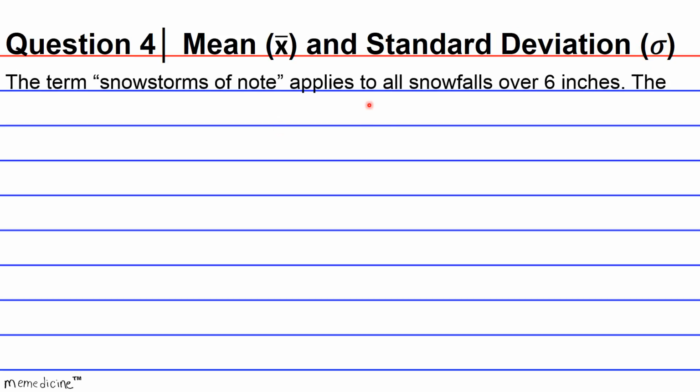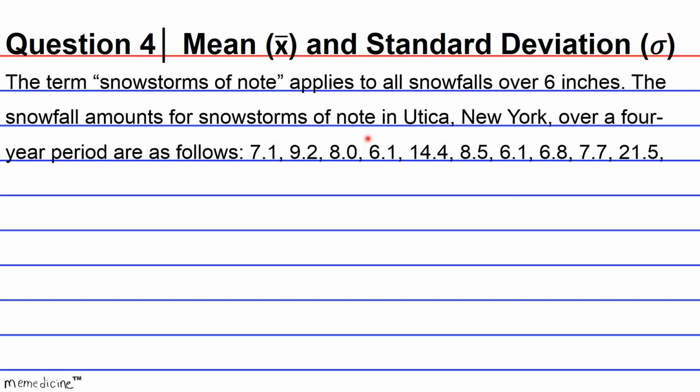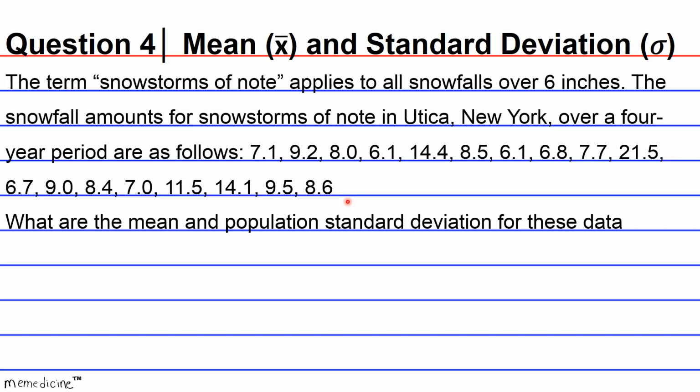The term snowstorms of note applies to all snowfalls over 6 inches. The snowfall amounts for snowstorms of note in Utica, New York over a 4-year period are as follows: 7.1 inches, 9.2 inches, 8.0 inches, 6.1 inches, 14.4 inches, 8.5 inches, 6.1 inches, 6.8 inches. I think you get the gist. What are the mean and population standard deviation for these data listed?